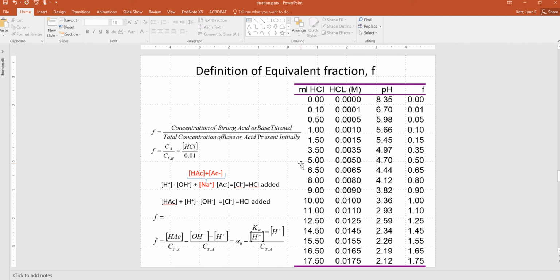When you look at the F value of 0.5, what you'll see is that you've added half as much, 0.05 moles per liter of acid. So you've added half, and at that point you ended up at the pKa. So we define this term F. We can use the charge balance to determine the numerator, the hydrochloric acid added. So remember our charge balance was H plus minus OH plus Na plus minus NaC equal to the chloride concentration, which is the HCl added.